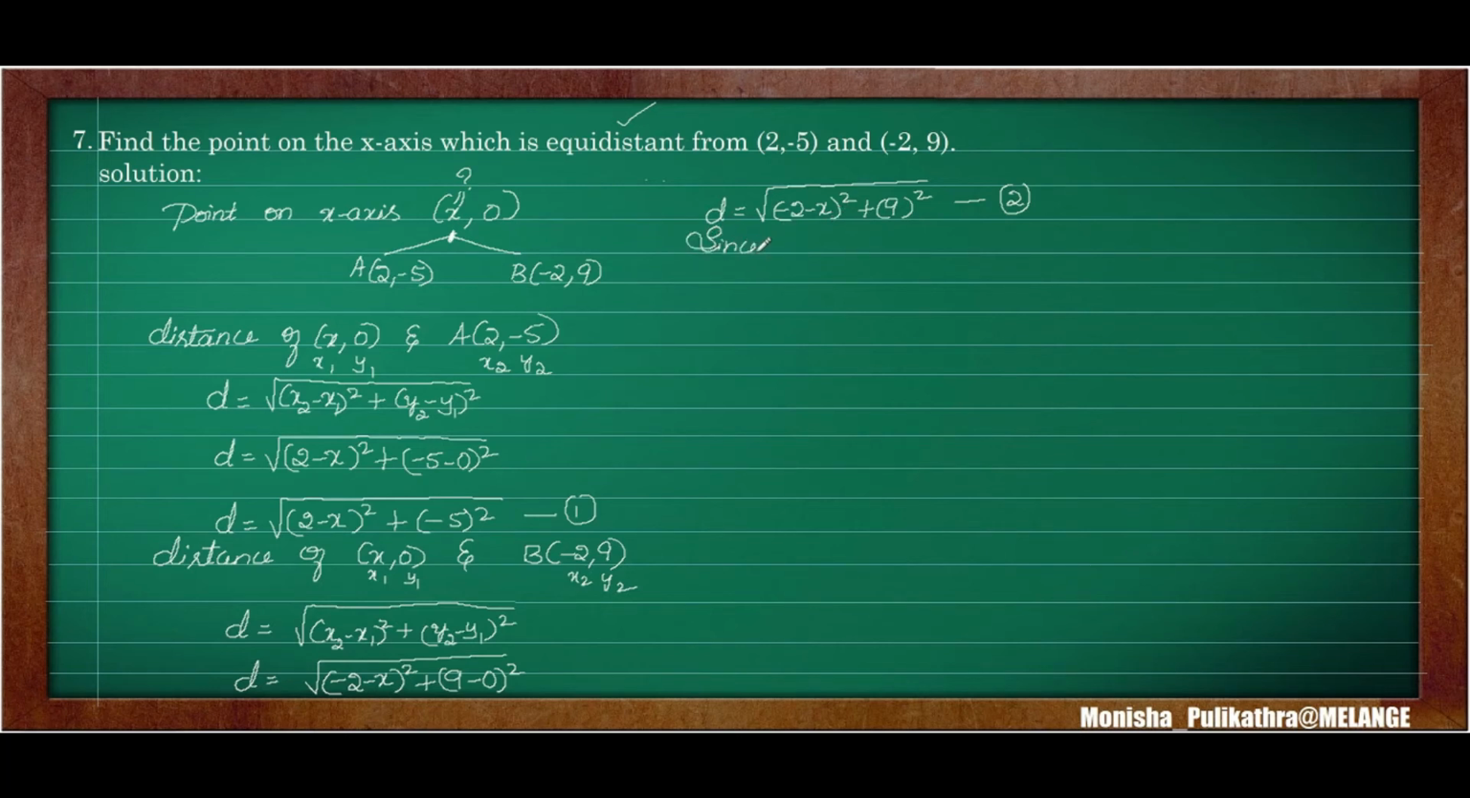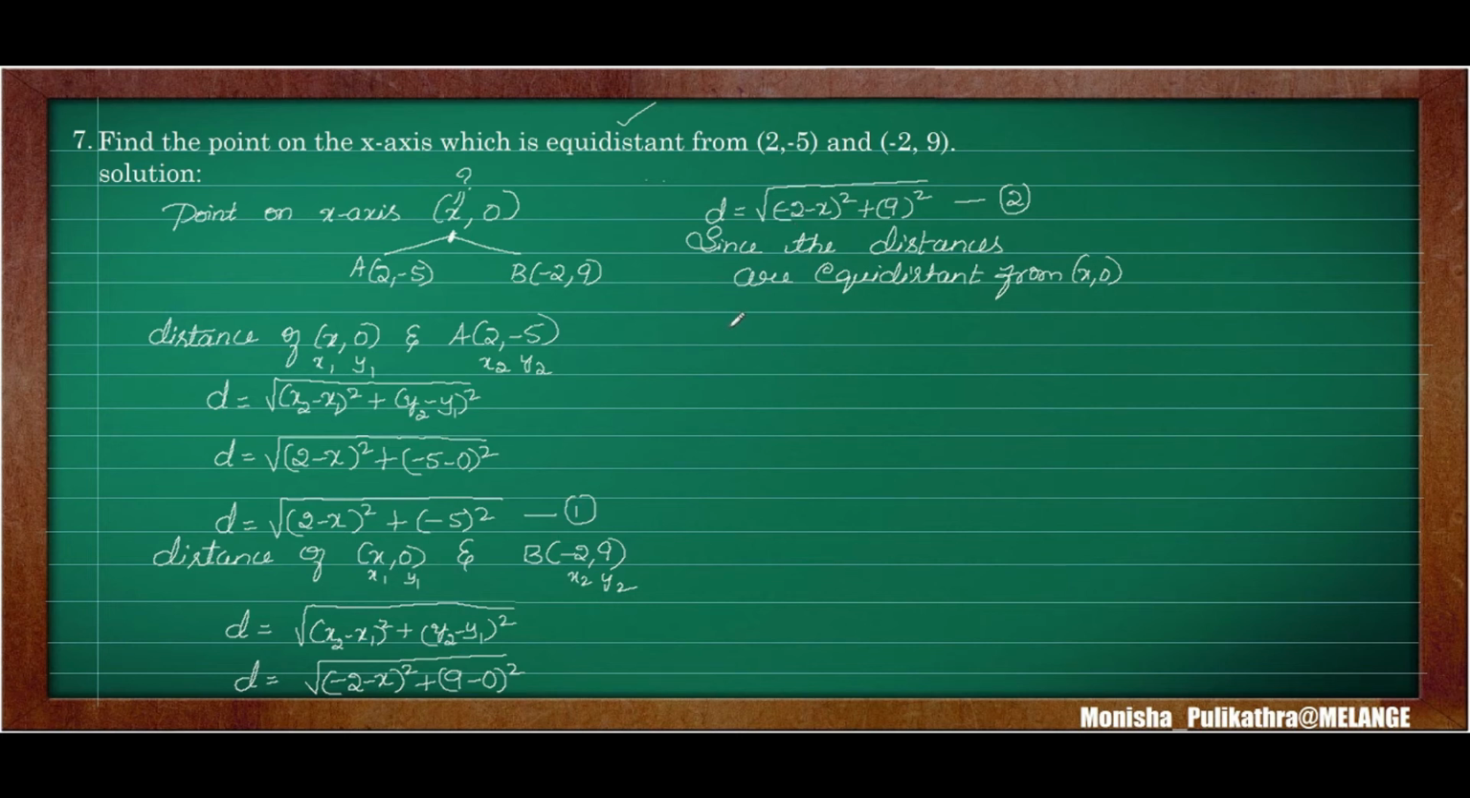So since the distances are equidistant from x comma 0, this equation 1 and equation 2 will become equal because they are equidistant.